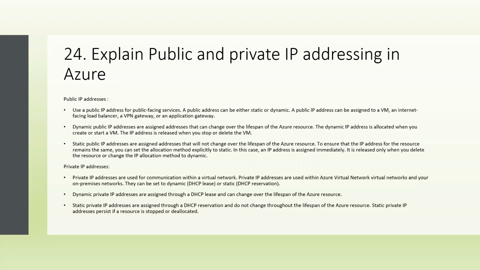Use a public IP address for public-facing services. A public address can be either static or dynamic. A public IP address can be assigned to a virtual machine, an internet-facing load balancer, a VPN gateway, or an application gateway. Private IP addresses are used for communication within a virtual network. Private IP addresses are used within Azure virtual networks and your on-premises networks. They can be set to dynamic or static.